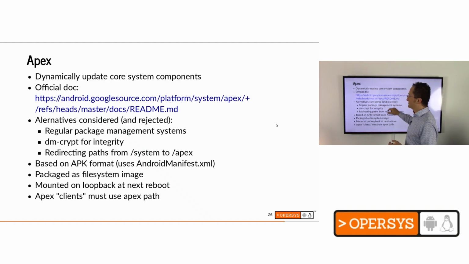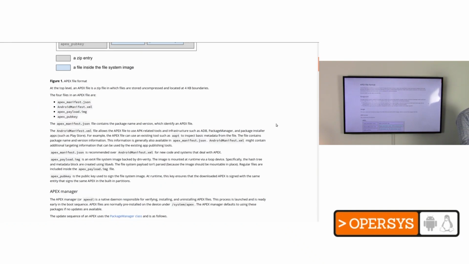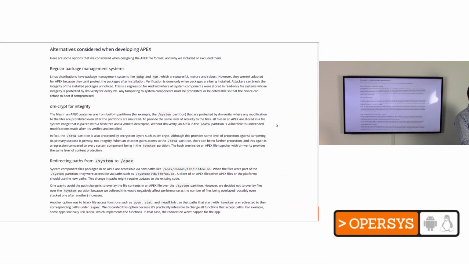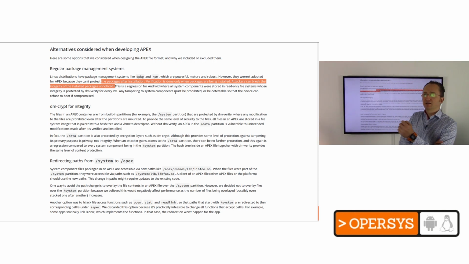Regular package management systems, they seem to not like this, and the rationale is not too bad. Linux distributions have package management systems. However, they weren't adopted by Apex because they can't protect the package after installation. If we allow untethered installation of packages, then once a package is installed, there's no way to verify whether it has maintained its integrity. I guess this goes back to all the verified boot work they have been working on for years, and kind of makes sense, right?